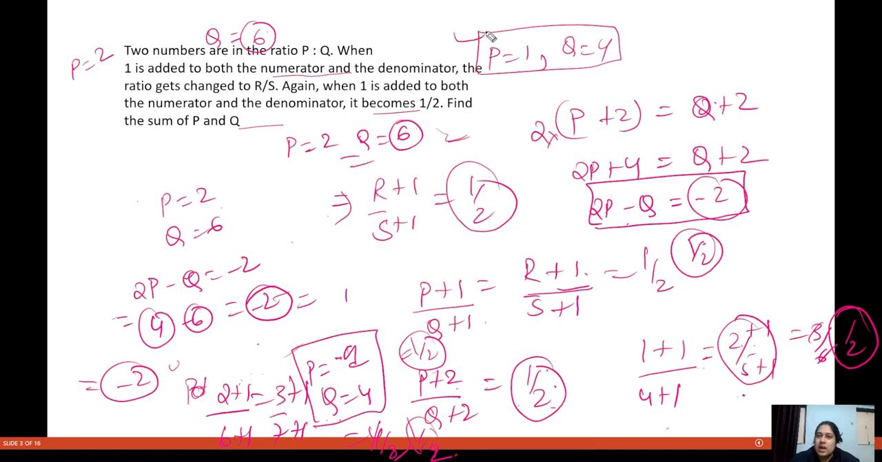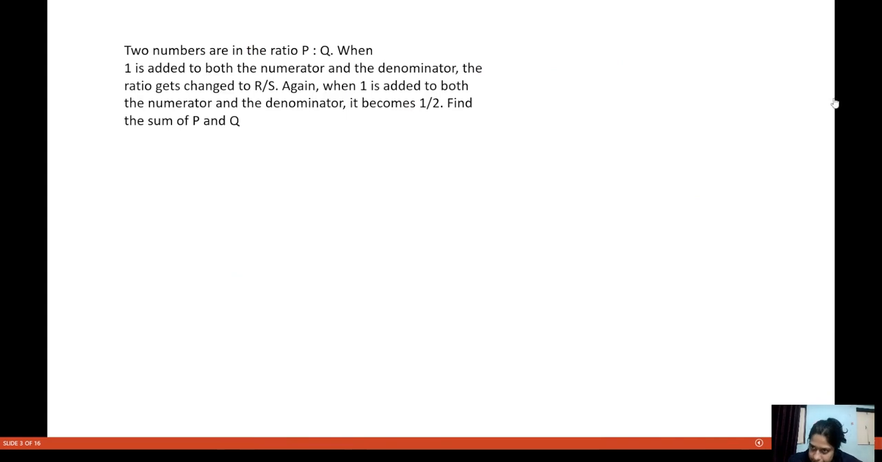See, there will be multiple answers possible in this question, but if options are given, then you can choose the required option. If not, then you can write these answers. So maybe if a multiple choice question comes, more than one value may be correct, but we cannot expect so much toughness in CSAT. The simple thing is you are given two equations. Two numbers are in the ratio P is to Q. When one is added to both the numerator and denominator, the ratio becomes R by S. And again, when one is added to both the numerator and denominator, the ratio becomes 1 by 2.